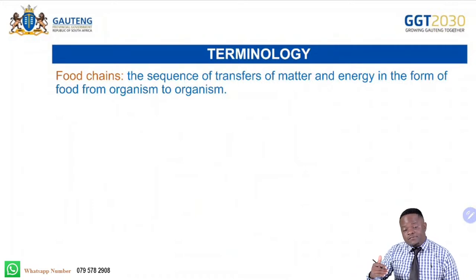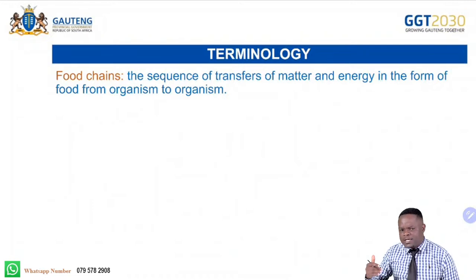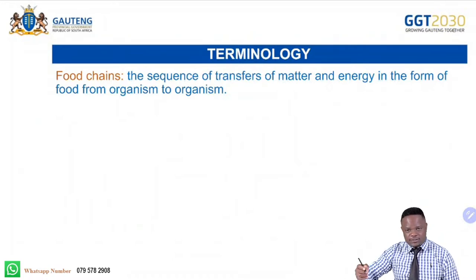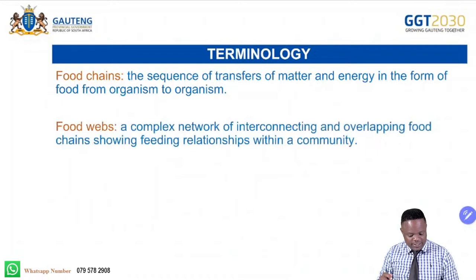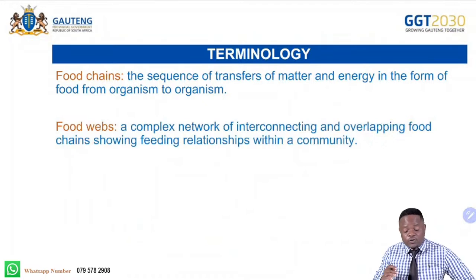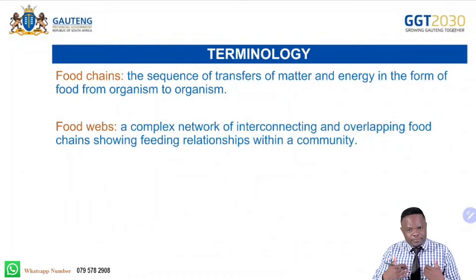So we're going to have typical examples of food chains. We have the transfer of matter or food from one organism to the next, and we call that a food chain. Then we have food webs. Our food webs are a complex network of interconnecting and overlapping food chains. So in other words, our food chains make food webs.